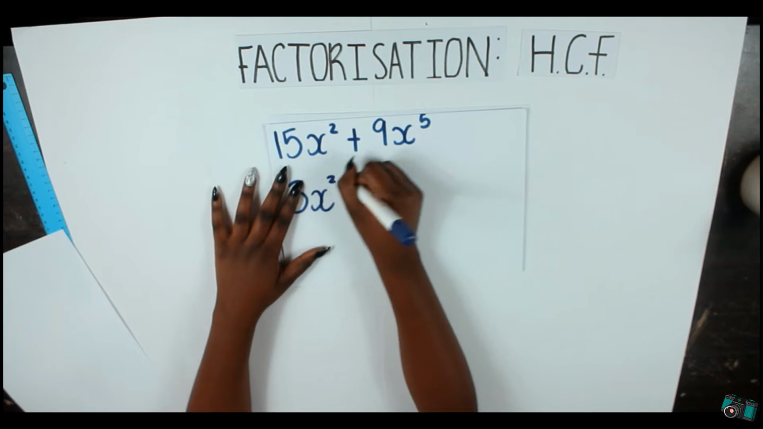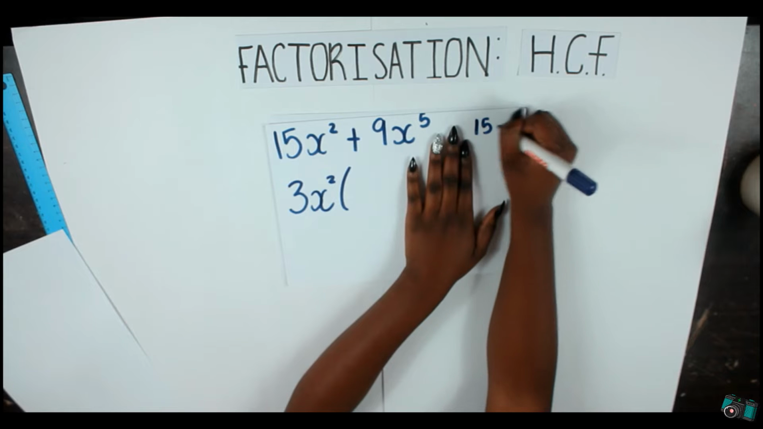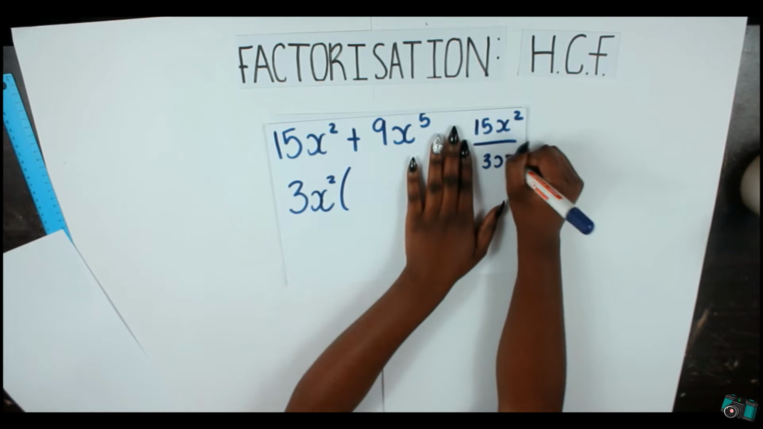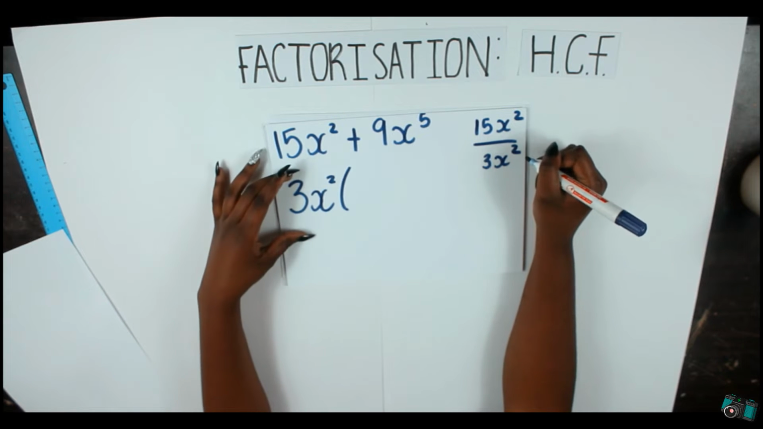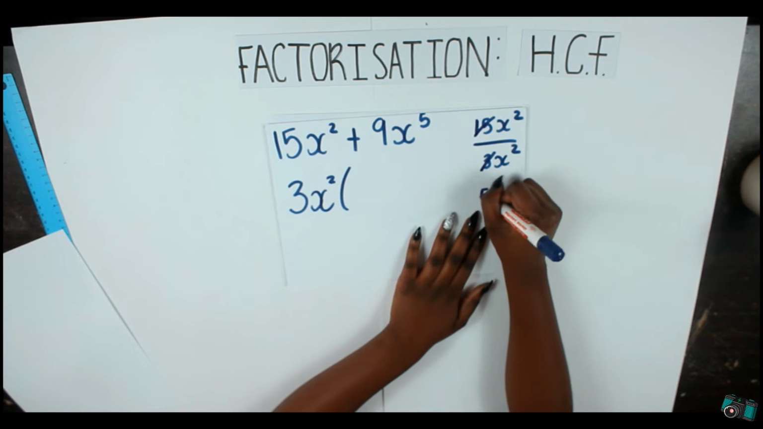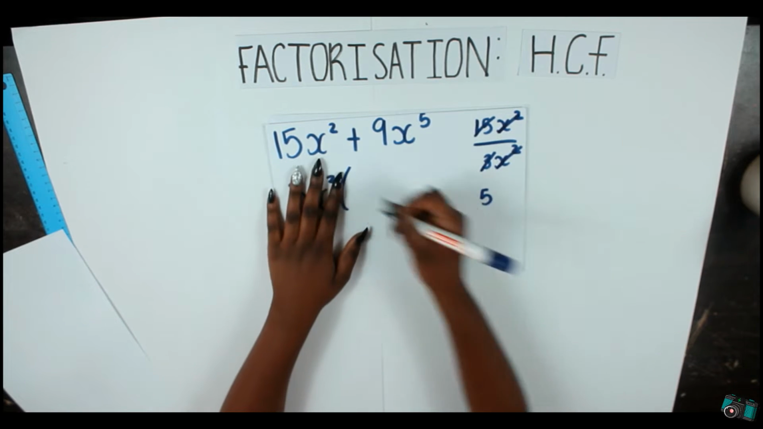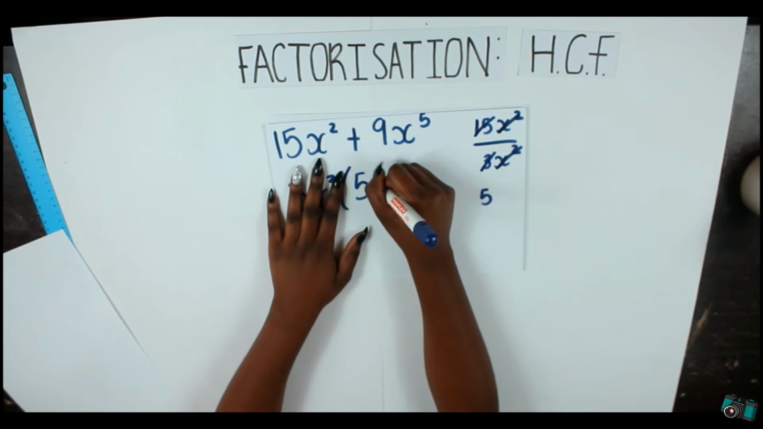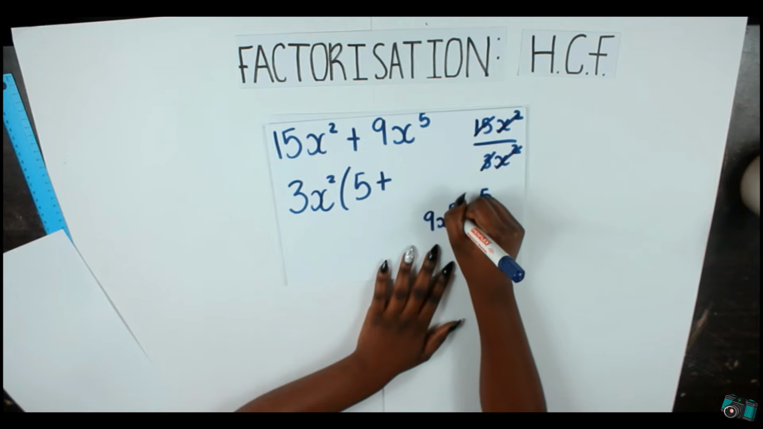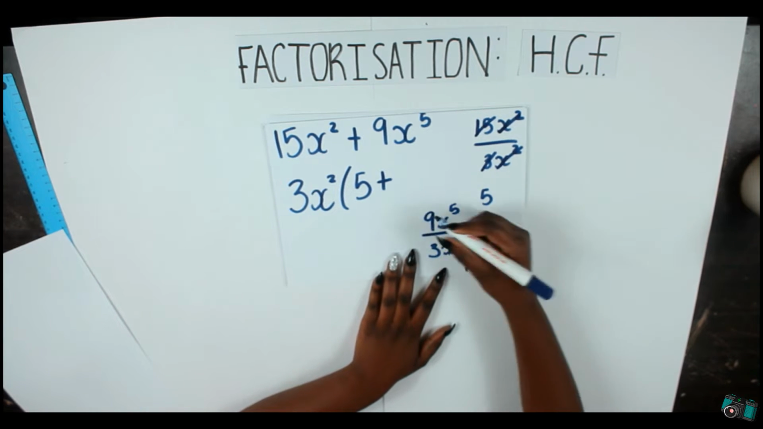And between x squared and x to the power 5, which one is the smaller exponent? X squared. Open bracket. Then you're going to divide 15x squared divided by 3x squared, because that's what you took out. 15 divided by 3, then you have 5. X squared and x squared cancels out, so you have 5 left. Plus, then you have 9x to the power of 5 divided by 3x squared.